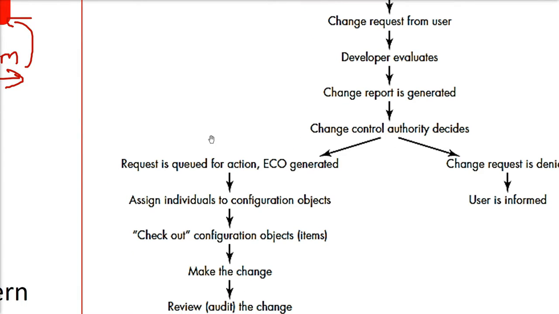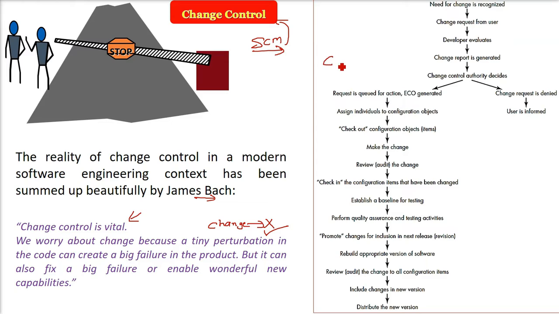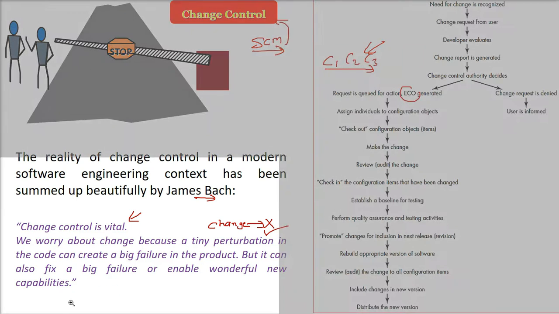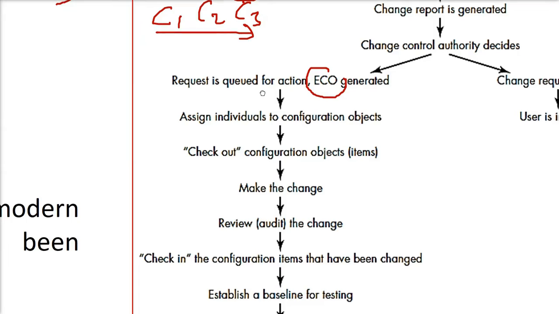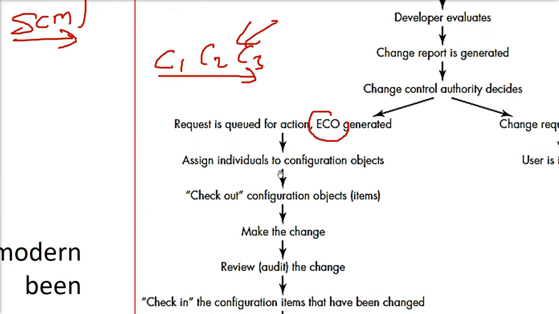But if things happen in a positive way, for example, this one change, then a second change, a third change, these are queued up, and an ECO will be generated. What is this ECO? Engineering change order. The ECO is generated like the work order we create when we go to service our car. So this work order, or ECO, is generated.